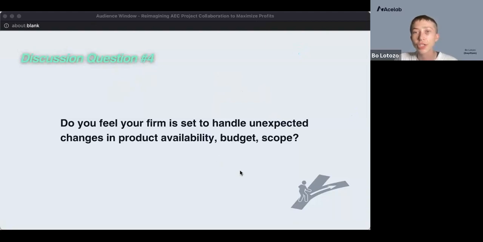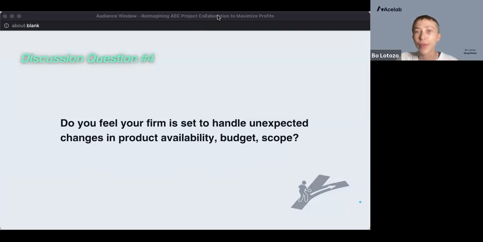So this is just a yes or no question. Feel free to chime in again in the chat with any additional thoughts. If you're answering yes, what is it about your firm that makes you feel confident that you're set to handle these changes? And if you're answering no, is there anything specific that makes you feel like you're really not set to handle those changes? Or is there a past experience where an unexpected change has caused some difficulty in your project or in your workflow process?